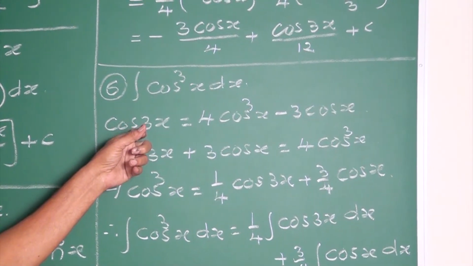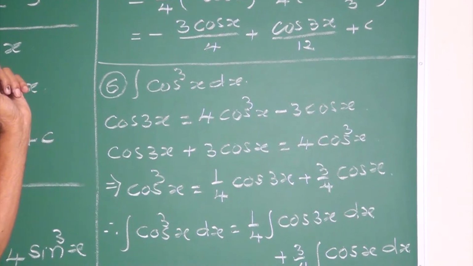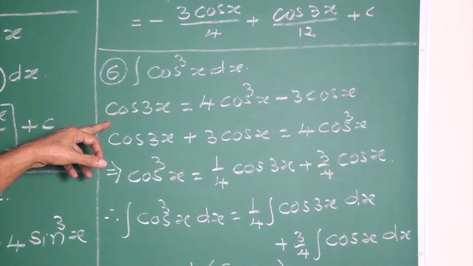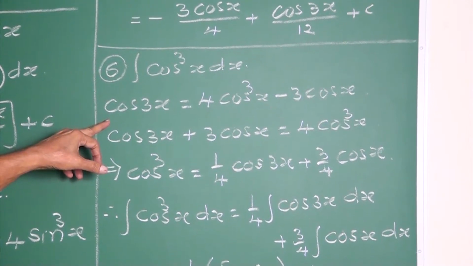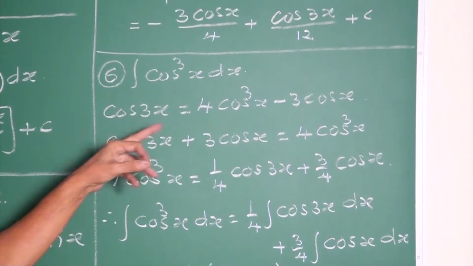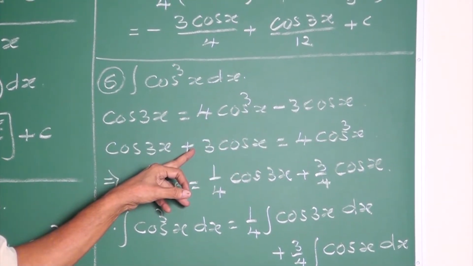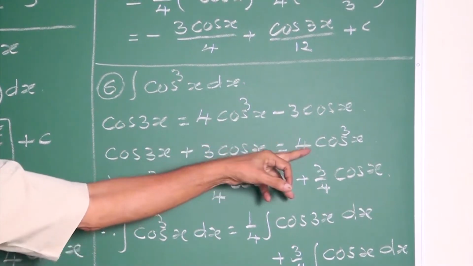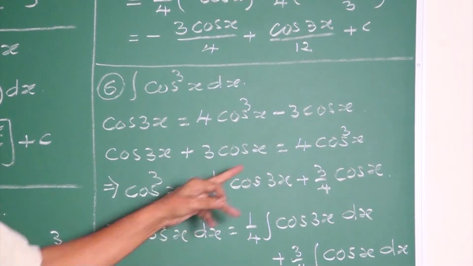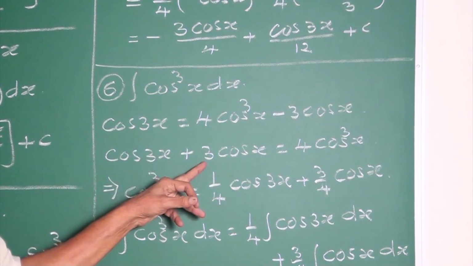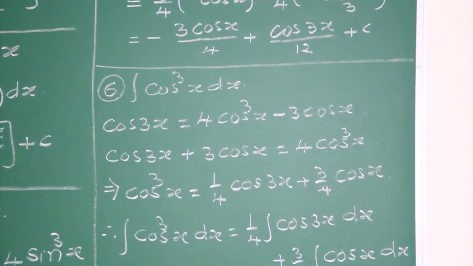All these examples are based on what? Trigonometric identities, trigonometric results, my friends. This is a result we are using, cos 3x is 4 cos cube minus 3 cos x. Yes, bring this side, minus becomes plus. 3 cos x equal to 4 cos cube. Solve for cos cube. Divide by 4. Divide by 4. 3 by 4 into cos x.